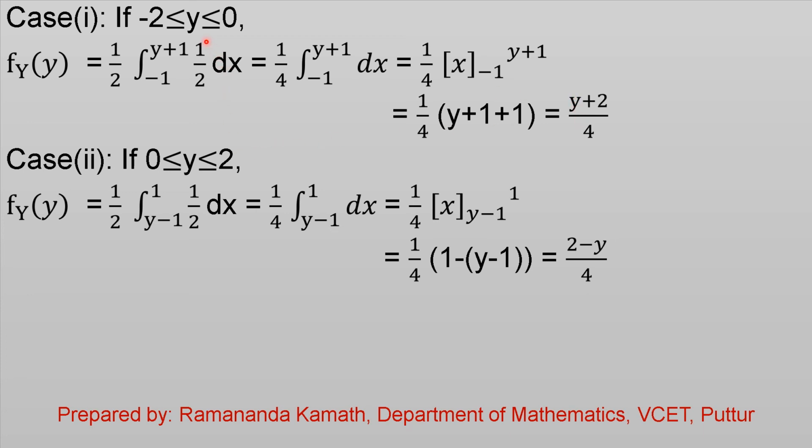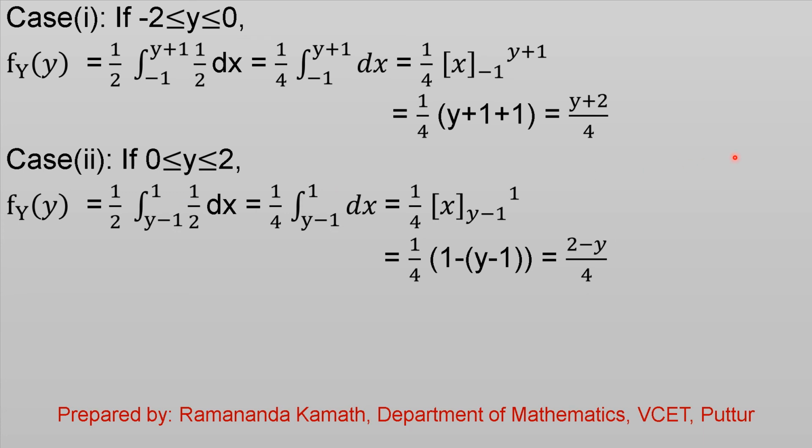As the second case, if y lies between 0 and 2, we had x greater than or equal to y minus 1, less than or equal to y plus 1. When y is 0, y minus 1 will be -1. When y is 2, y minus 1 will be 1. So y minus 1 lies between -1 and +1, the interval in which x lies. So y minus 1 comes in the interval of x, and the lower limit you can take as y minus 1 itself.